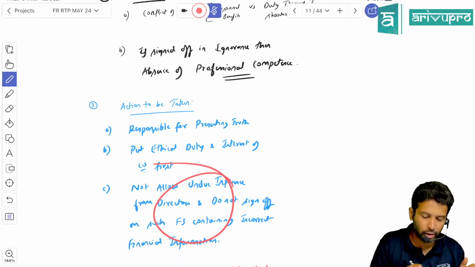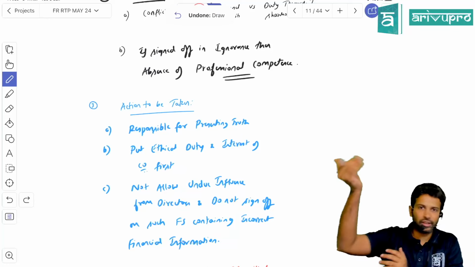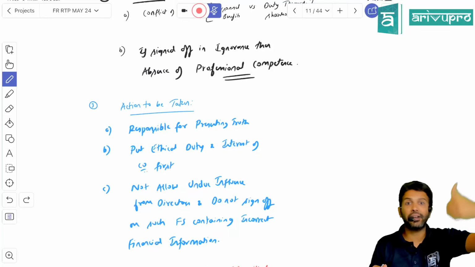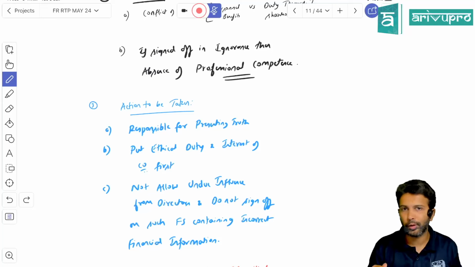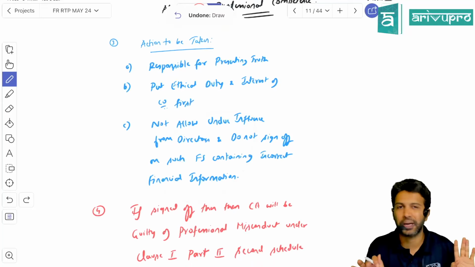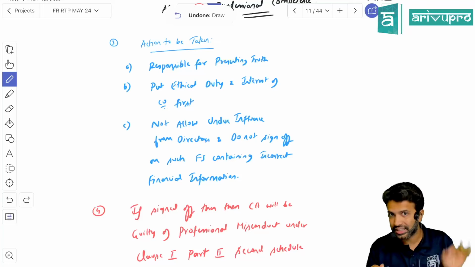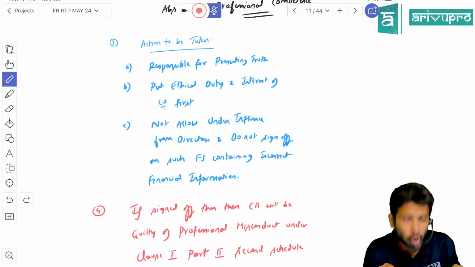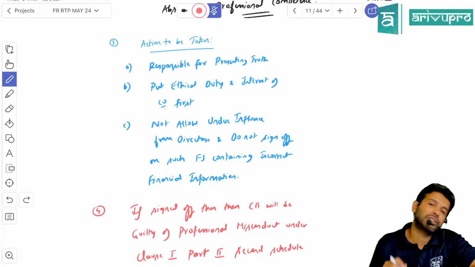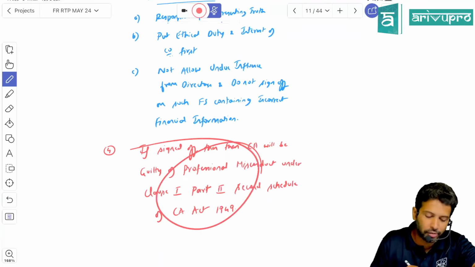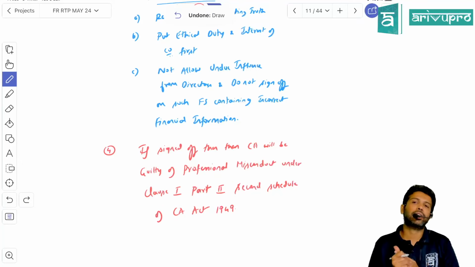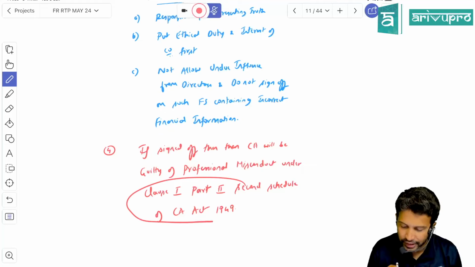And basically, what is the conclusion? She should not let influence. Here her boss is influencing her, saying sign off, I'll give you more incentive, otherwise we will fire you. She should not come under all that influence, and she should not sign off the financial statements because what has been currently prepared is wrong. If she still signs off on this financial statement, then she will be guilty of professional misconduct under Clause 1, Part 2, Second Schedule of the CA Act of 1949. If you can remember this, that will be great.